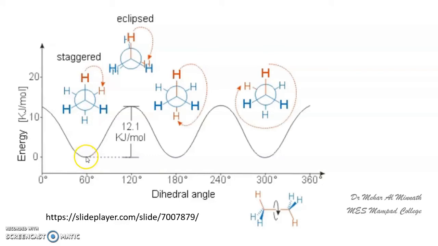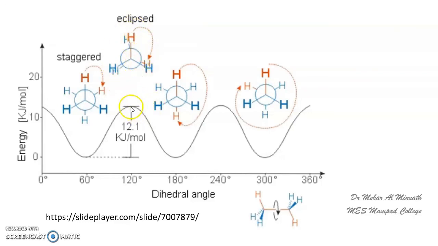Now when you increase the dihedral angle, what happens? This reference hydrogen moves closer to this blue hydrogen, right? So the energy slowly increases, and it reaches a maxima when the hydrogens are placed closest to each other, and that's when the dihedral angle is 120 degrees. So that's the eclipsed form.